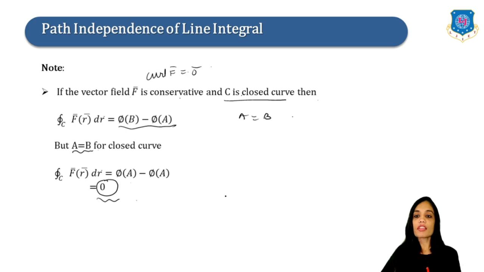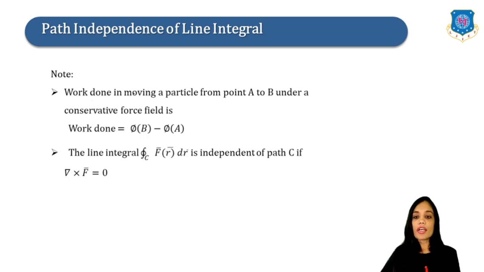Okay. So now the work done in moving a particle from point A to B under a conservative force field is what? Phi b minus phi a. In short, we are summarizing the things which we have studied, right? So whenever the field is conservative, work done will be equal to what? Phi b minus phi a. And next, what we have studied, the line integral is independent of path if our curl is 0.